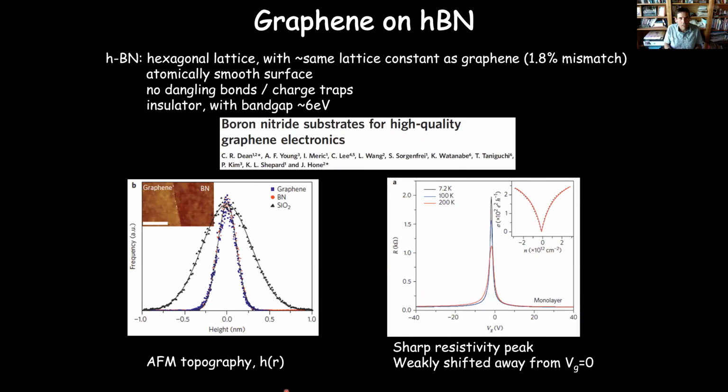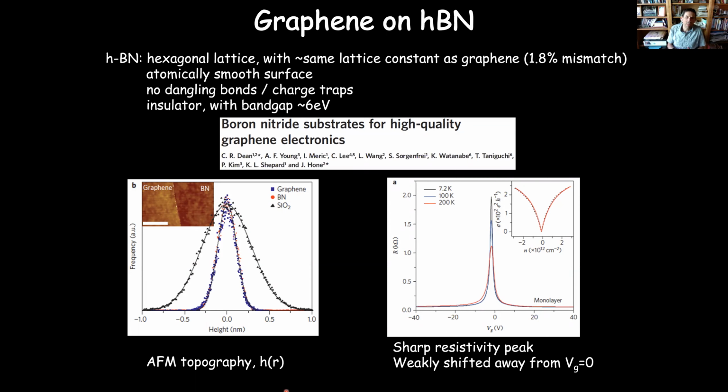But about 10 years ago now, that started to change when you started putting graphene on other crystalline insulating materials. In particular, the first one was putting graphene on hexagonal boron nitride. This material, as I already mentioned, has a lattice structure which is identical to graphene, and a lattice constant which is fairly close to graphene. There's about a 1.8% lattice mismatch between them. And so now you actually have two atomically smooth surfaces that you can put together in these heterostructures.